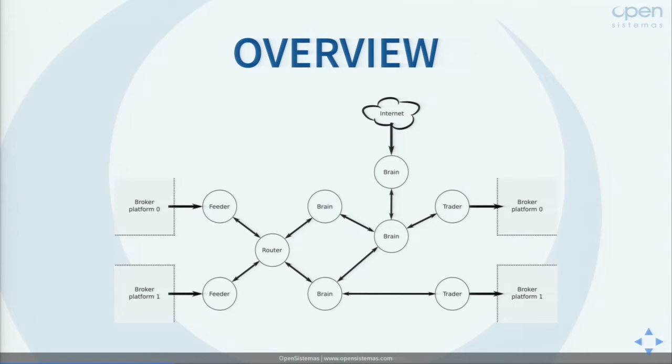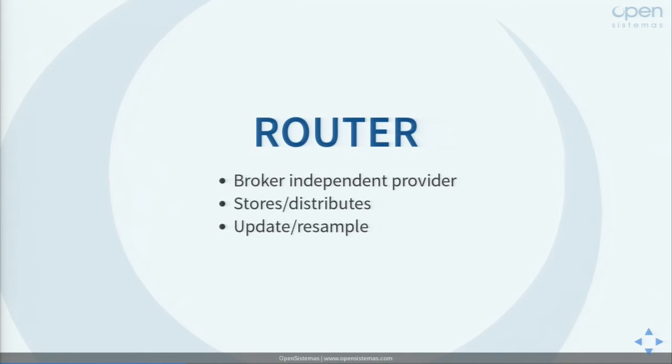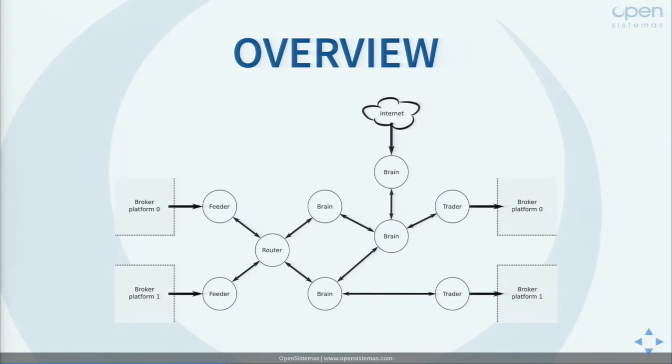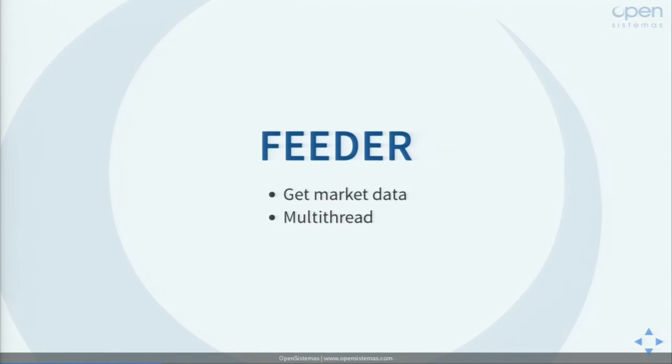So we'll start describing these agents. We'll start from the left. The first one is called the feeder, and its only purpose is to get market data from the broker. That means this agent cannot be platform independent, so we must implement different feeders for different brokers. It is also a multi-threaded agent. We'll see later what that means, but this particular agent usually needs to deal with at least one thread that is getting real-time market data updates and another thread that is able to attend requests from the agents in the system, for example, historical data.